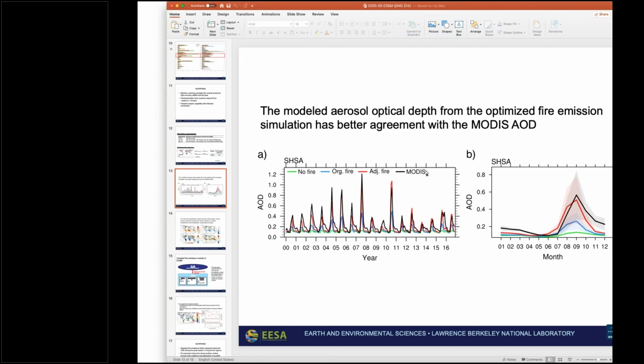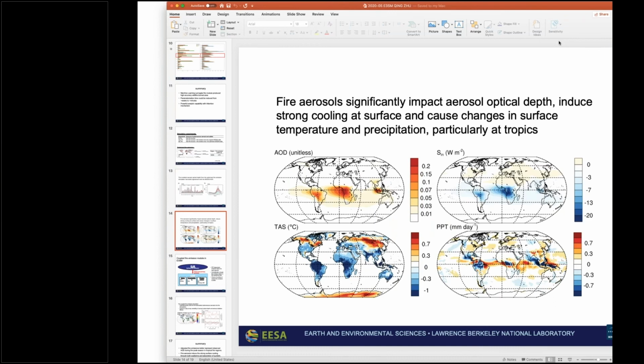It can even capture some particular year we have huge fire emission, those big fires, and the adjusted fire is able to actually capture that. Although over the non-peak fire season, the red line, the adjusted fire simulation still seem to underestimate the ALD. But in general, seasonal dynamics also looks good on the right, comparing the red line and the black line.